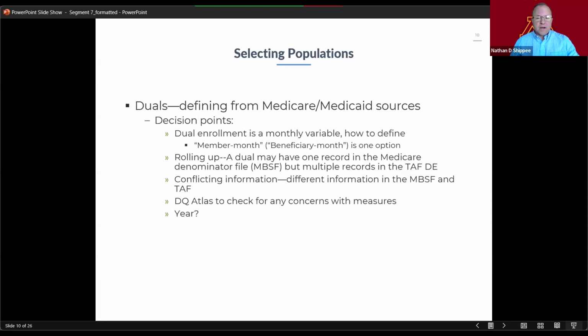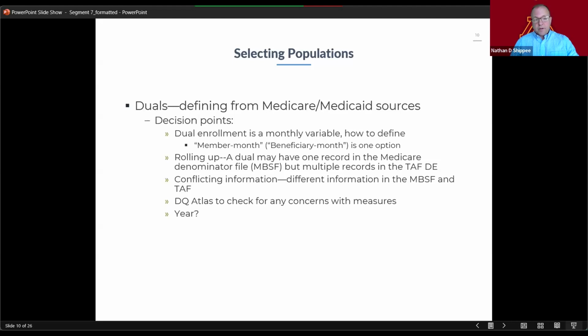I'll show you in a second, but we're using member month as a way of producing estimates. What we tried to do was rely heavily on the monthly variable, sticking at beneficiary month as a primary way of looking at this. So we're going to produce things more in terms of beneficiary months, member months, as opposed to beneficiary level, which is a little different than what we looked at in the disenrollment example.